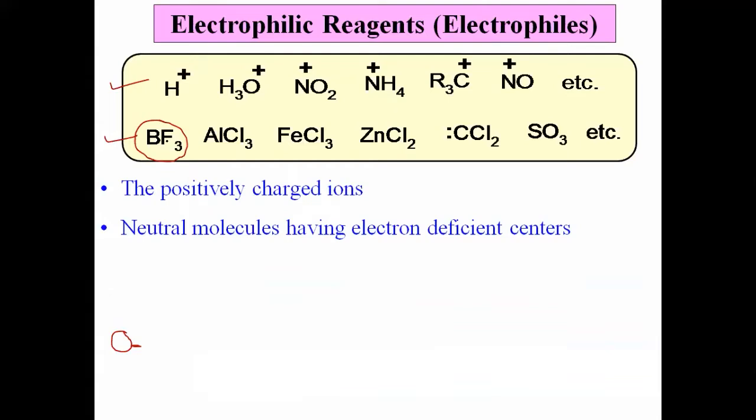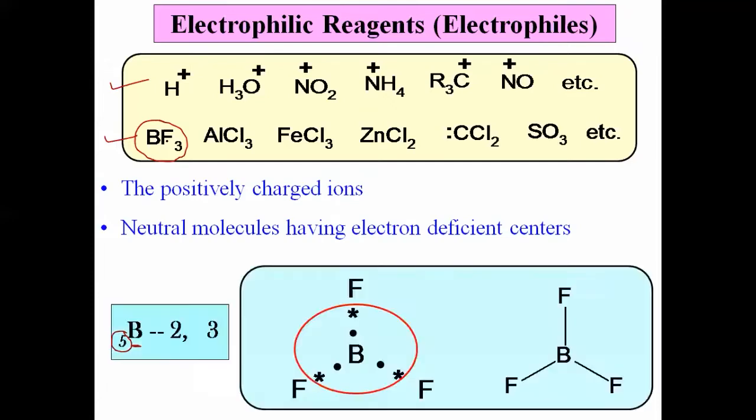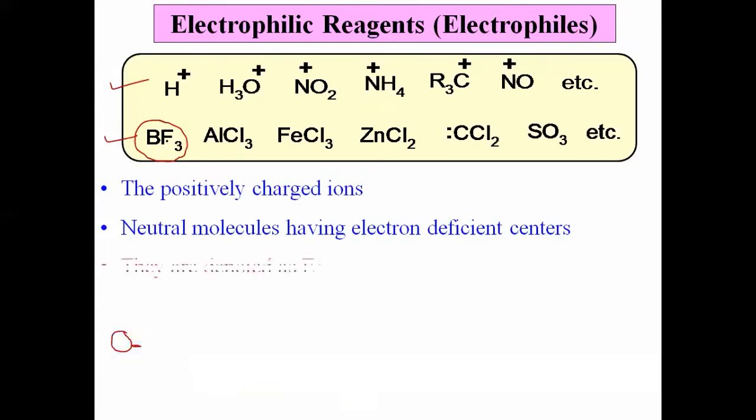We have shown some examples of electrophilic reagent. In the first line, what examples have we shown? Yes, in the first line we have shown some positively charged ions, while in the second line we have shown some neutral molecules having electron deficient centers.